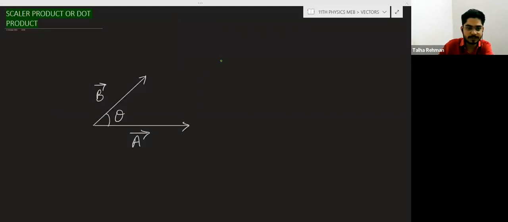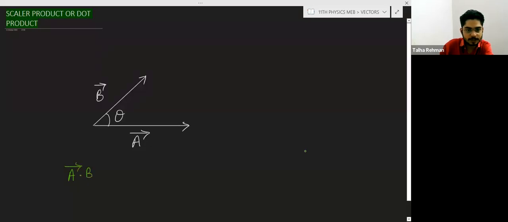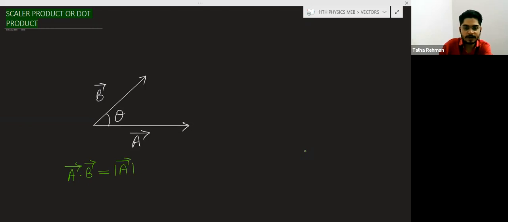Okay, so dot product is very simple. This is one vector and this is another vector. This is the a vector, this is the b vector, and the angle between the two vectors is theta. So the dot product is written like this: a vector dot b vector, and when you open this dot product, you write it like this: magnitude of a vector, magnitude of b vector, and cos theta.